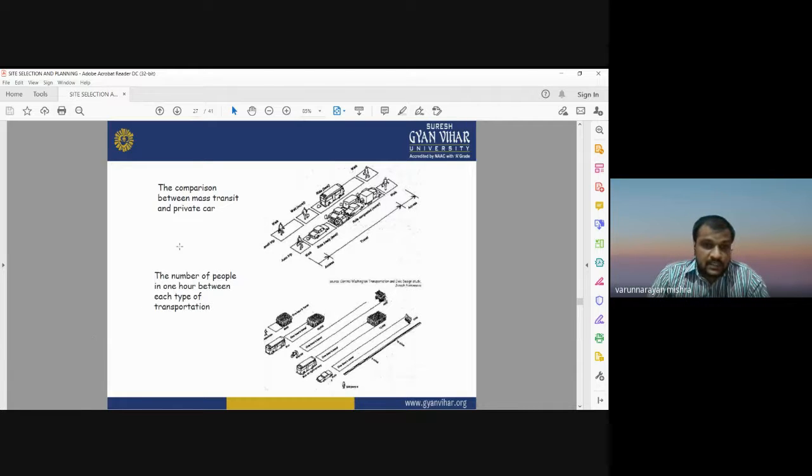And yes, the comparison between mass transit and private car: there should be good facilities, with different lanes and different streets in that study area, considering the number of people per hour for each type of transportation. There may be multiple roads and multiple lanes, so people can move easily from one place to another. There may be separate lanes for heavy vehicles, two wheelers, or people walking. So you should have good connectivity and a good street system, so that it is easy for any kind of transportation and mobility around the study city or urban area.